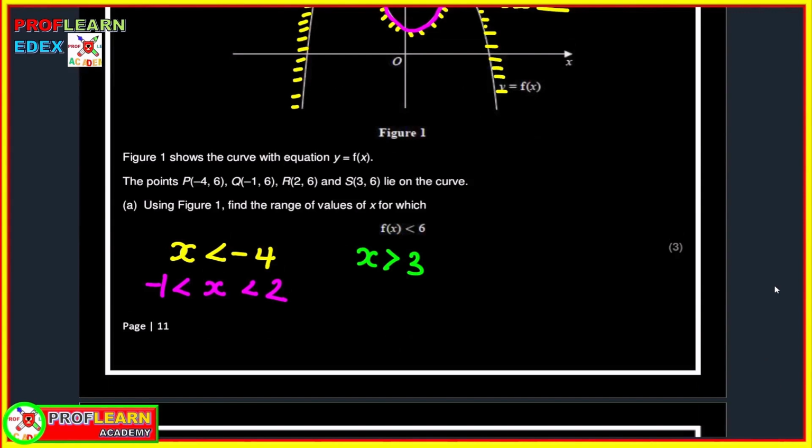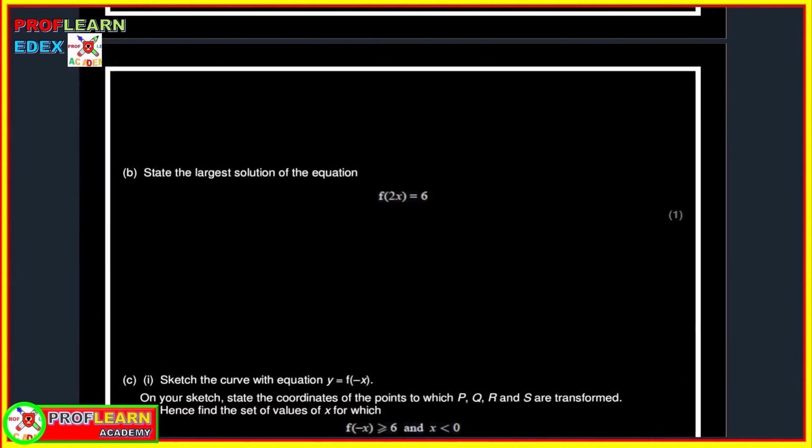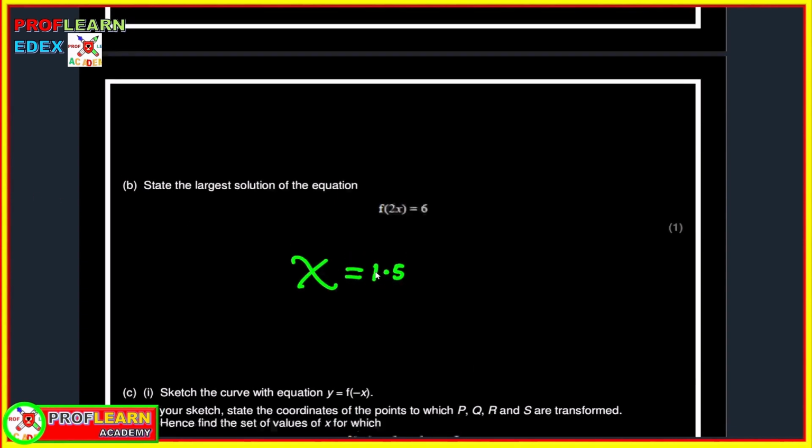You do the opposite of what you are told when the transformation is inside the bracket, right? So we are going to check all the values of x and then divide all through by 2, and then we're going to get x being equal to 1.5. x is equal to 1.5 as the solution for that.